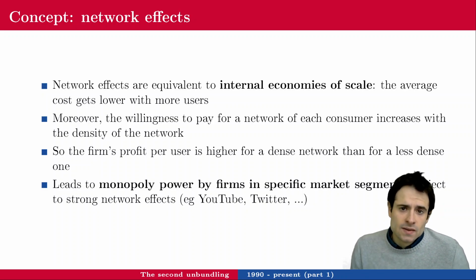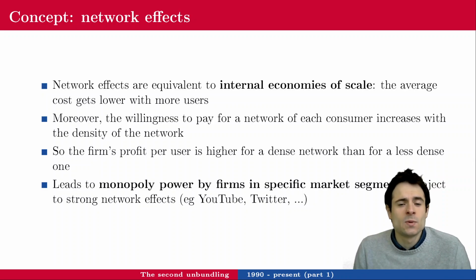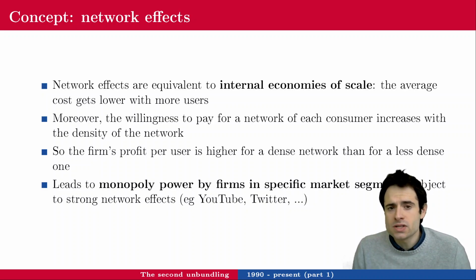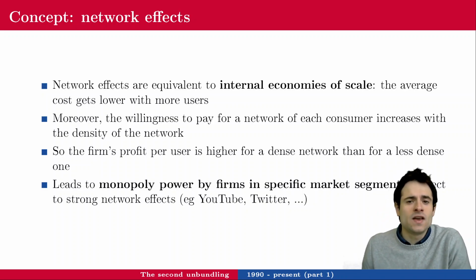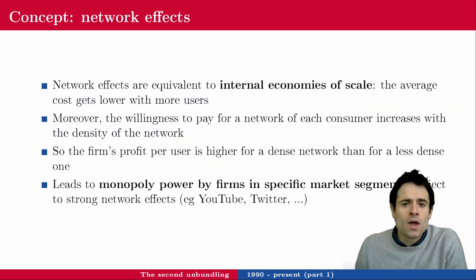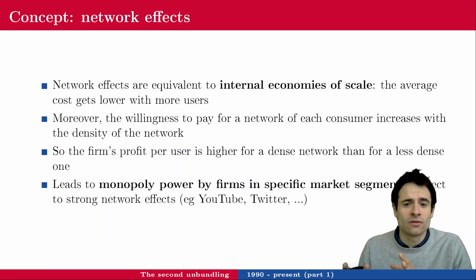Those characteristics typically lead to monopoly power by firms in specific market segments. So I mentioned YouTube, Twitter, Facebook, and so on. Each of those networks have a rather, I would say, specific purpose. I know that Twitter and Facebook are competitors on the information market, but when it comes to coordinating with friends and things like that, it seems Facebook has the upper hand. When it comes to looking for information and interacting with people that you don't necessarily know, it seems that Twitter has the upper hand. I say it seems because I am on none of those platforms.